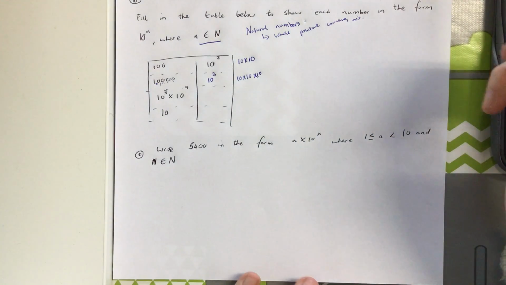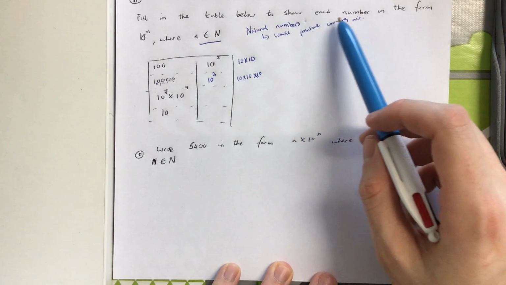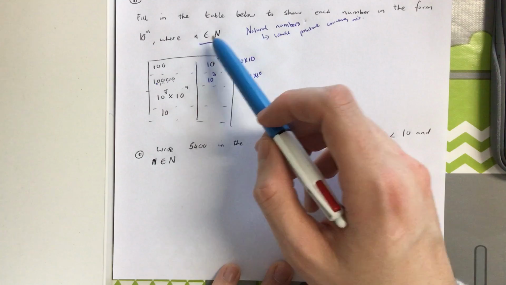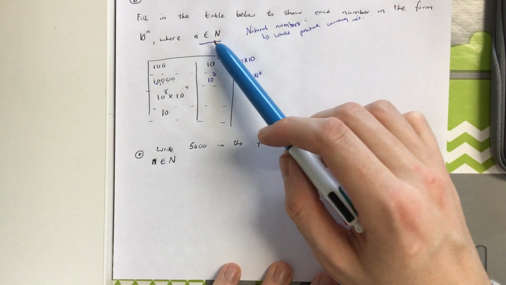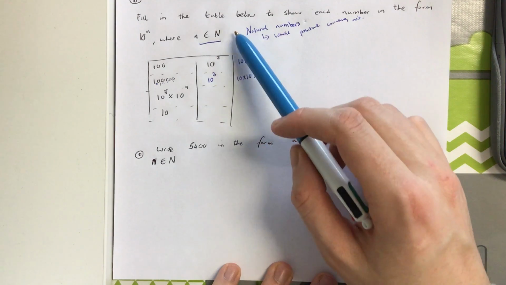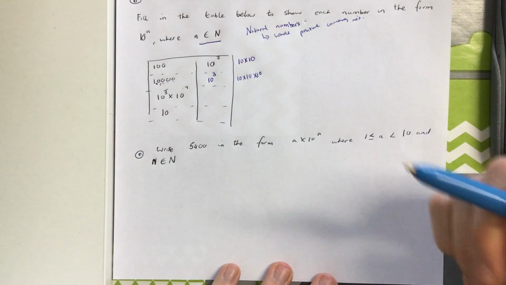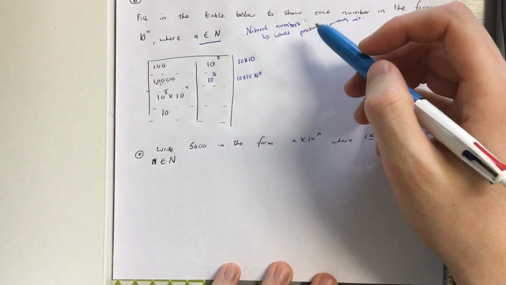So continuing on, this question here, we're told to fill in the table below to show each number in the form 10 to the power of n, where n is an element of N. And what we know here is that this big capital N represents natural numbers, which are whole positive counting numbers. Okay, so if I look at this question here, we're told to get this in index form.